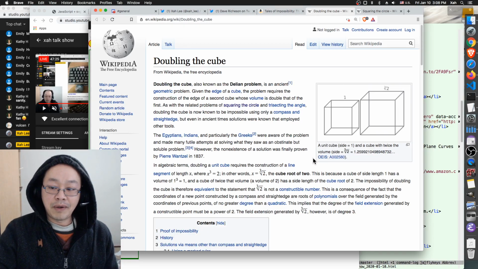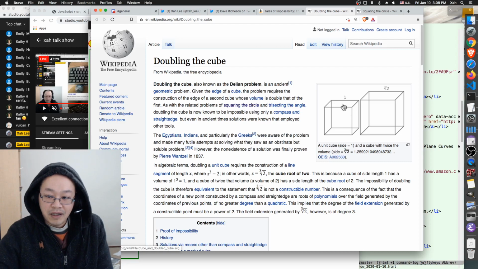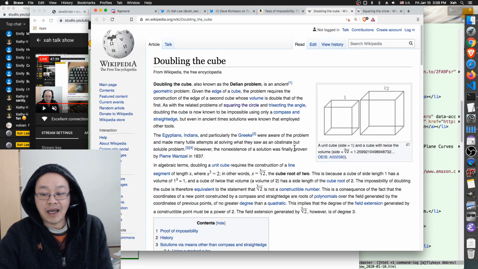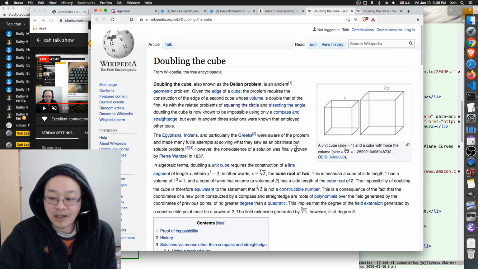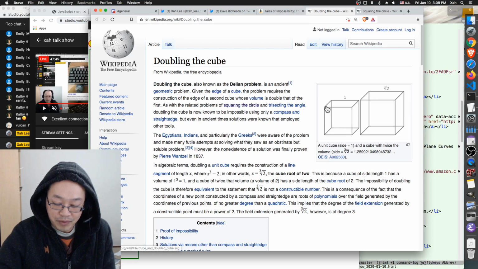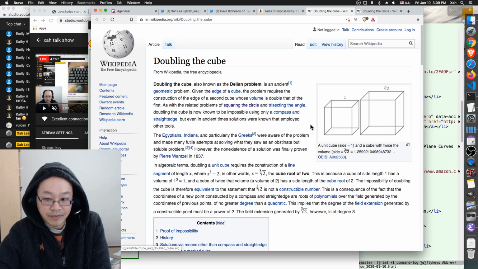And the other problem is doubling the cube. That is, you have a cube. A cube has a certain volume, right? You take the length of the side and you multiply the length by itself 3 times. What you get is the volume of the cube. Your problem is to create a new length such that the new cube's volume is double the original.